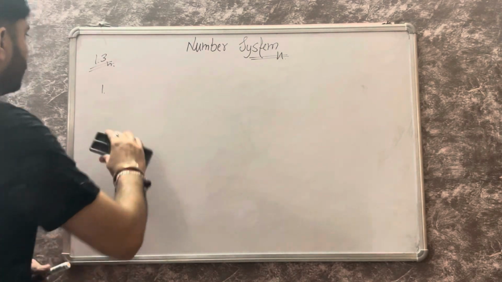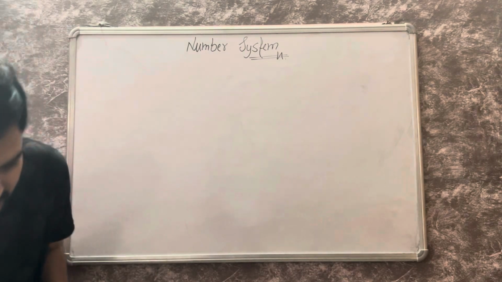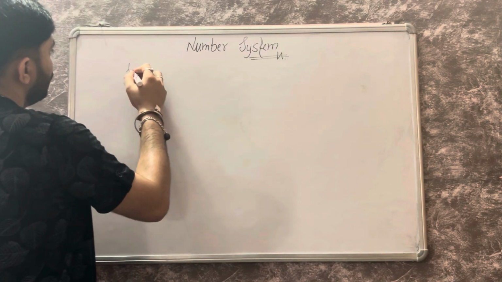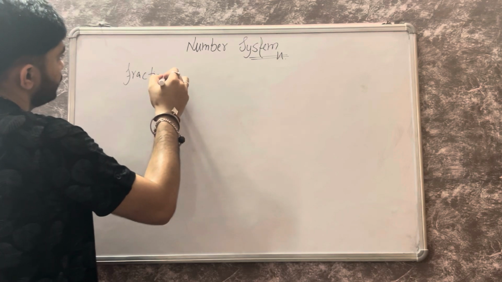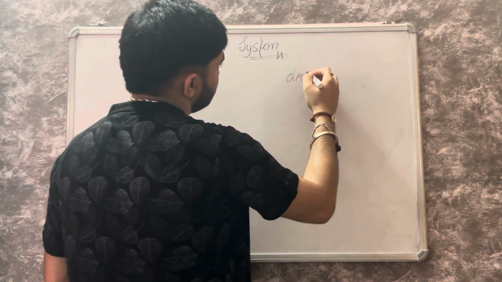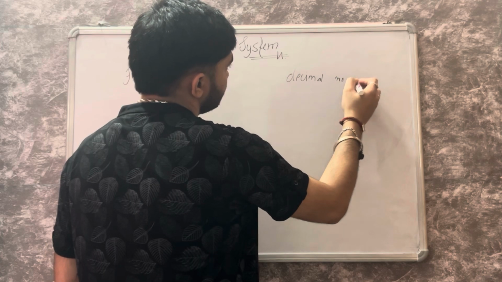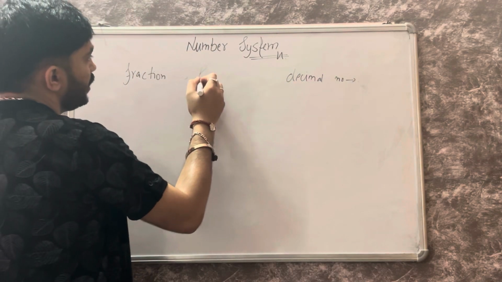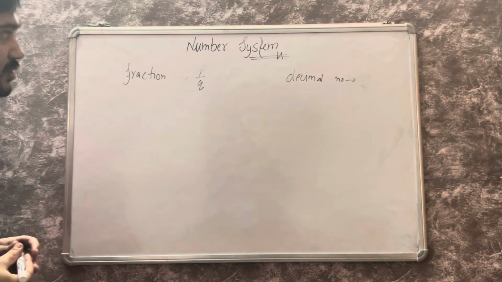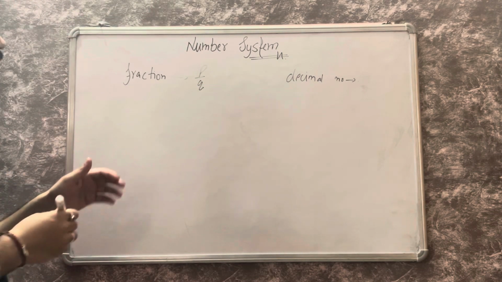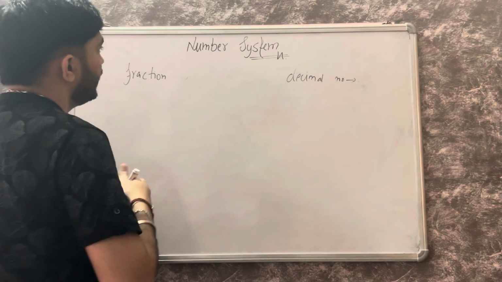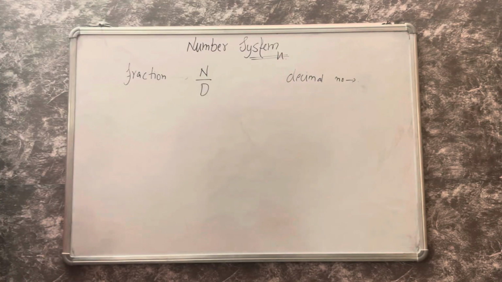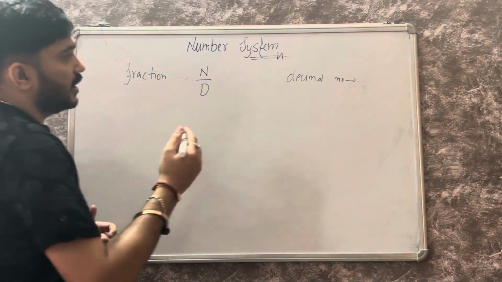In order to do so, we need some basic information to solve this question. Firstly, you need to know what are fractions and what are decimal numbers. What is a fraction? Any number when written in the form of P upon Q is known as a fraction, or any number when written in the form of numerator upon denominator is called a fraction. Any doubt? So what are decimal numbers?